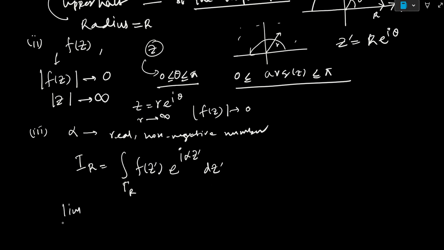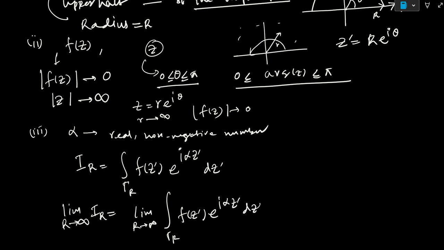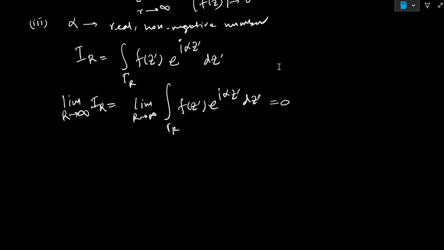And the Jordan lemma says that if you choose r tends to infinity, then I of r, the limit as r tends to infinity of the integral over tau of r of f of z prime e to the power i alpha z prime dz prime, will also tend to 0, or you can say this integral will be equal to 0. Okay, you have to prove this. Now you have to prove this.